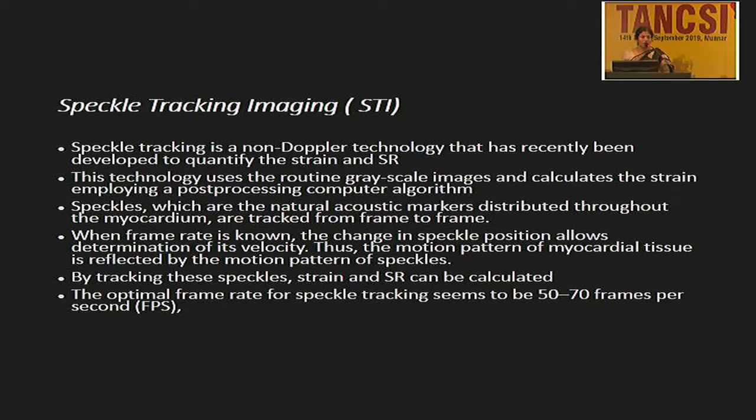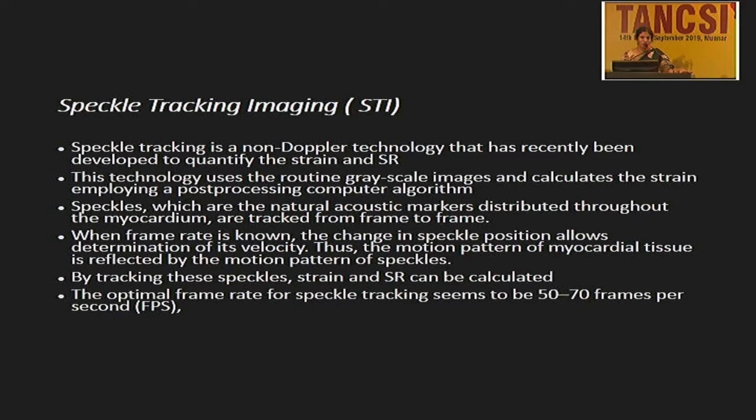So speckle tracking is what we call it when we quantify this strain or the strain rate. What we really do in speckle tracking is use just the normal grayscale imaging that we use in our routine echo. We capture images of the heart in the apical 4-chamber, 3-chamber, and 2-chamber views. And these images are fed to the computer, and a post-processing is done by the computer using standard algorithms.